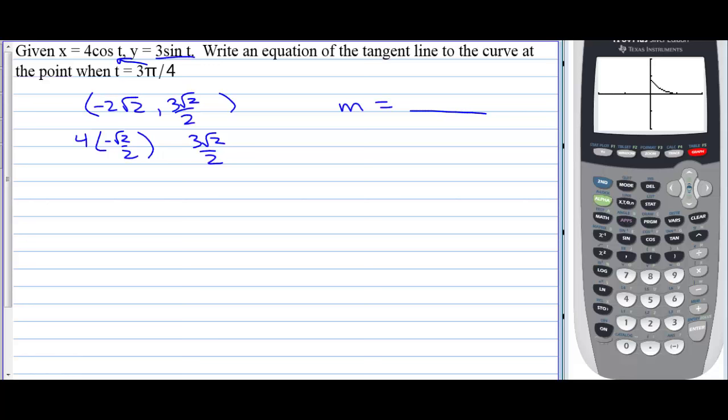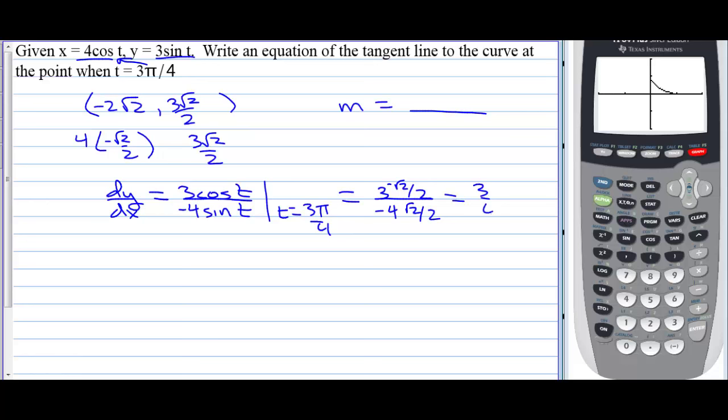Well, now we need the derivative. We need dy over dx. So the derivative of y is 3 cosine of t, and the derivative of x is -4 sine of t. Well, we're going to evaluate this when t equals 3 pi over 4, so we get 3 square root of 2 over 2, actually negative, over -4 square root of 2 over 2, which ends up just being 3/4. So there's the slope, 3/4, and the equation is y minus 3 square root of 2 over 2 equals 3/4 times x plus 2 square root of 2.